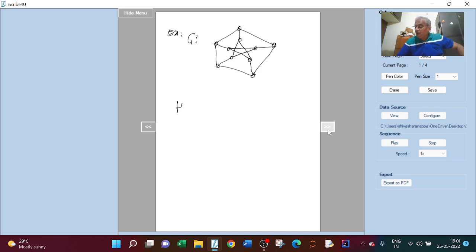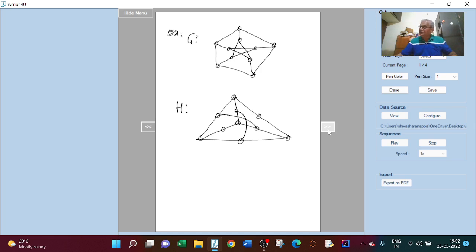And I will take one more graph here. Draw a triangle. On the edges I will take vertices, and in the middle I will draw one more vertex. Join these vertices and take some vertices on these lines, and join the edges, this vertex to this vertex, and this vertex to this vertex, this vertex to this vertex. Okay, this is our H.